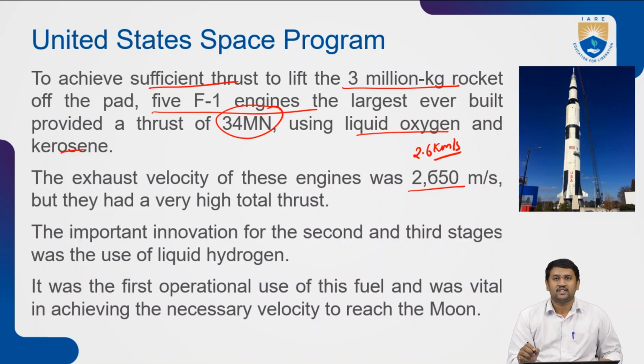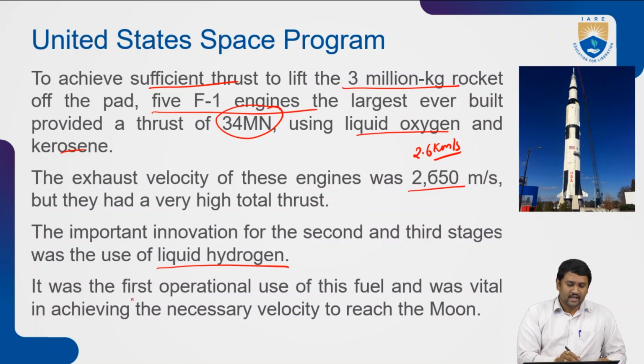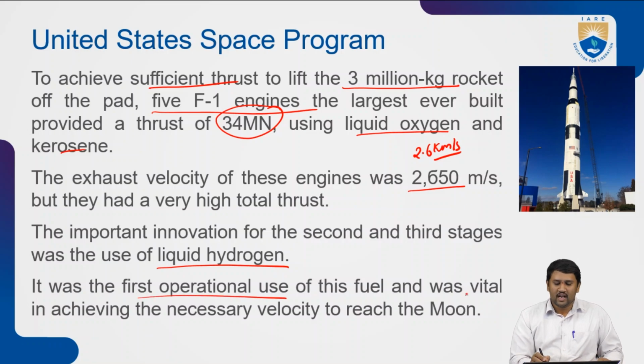The important innovation for the second and third stages was to use liquid hydrogen as a fuel, because storage of liquid hydrogen requires less volume compared to liquid oxygen or liquid fuel, right? It was the first operational use of this fuel and was vital in achieving the necessary velocity to reach the moon.